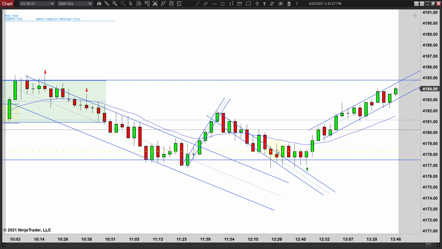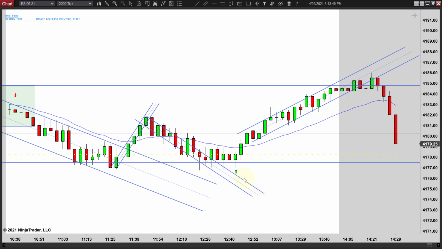Again, you don't really get a good chance to enter until you actually get a triple test. Notice you made that low, you test it once, you test it twice, but it doesn't trigger. And so when it triggers here, you might take that one because really that's a fourth attempt. Look how many times we've tried to go lower there, and it just keeps failing. So you might take that one. And then that was it.